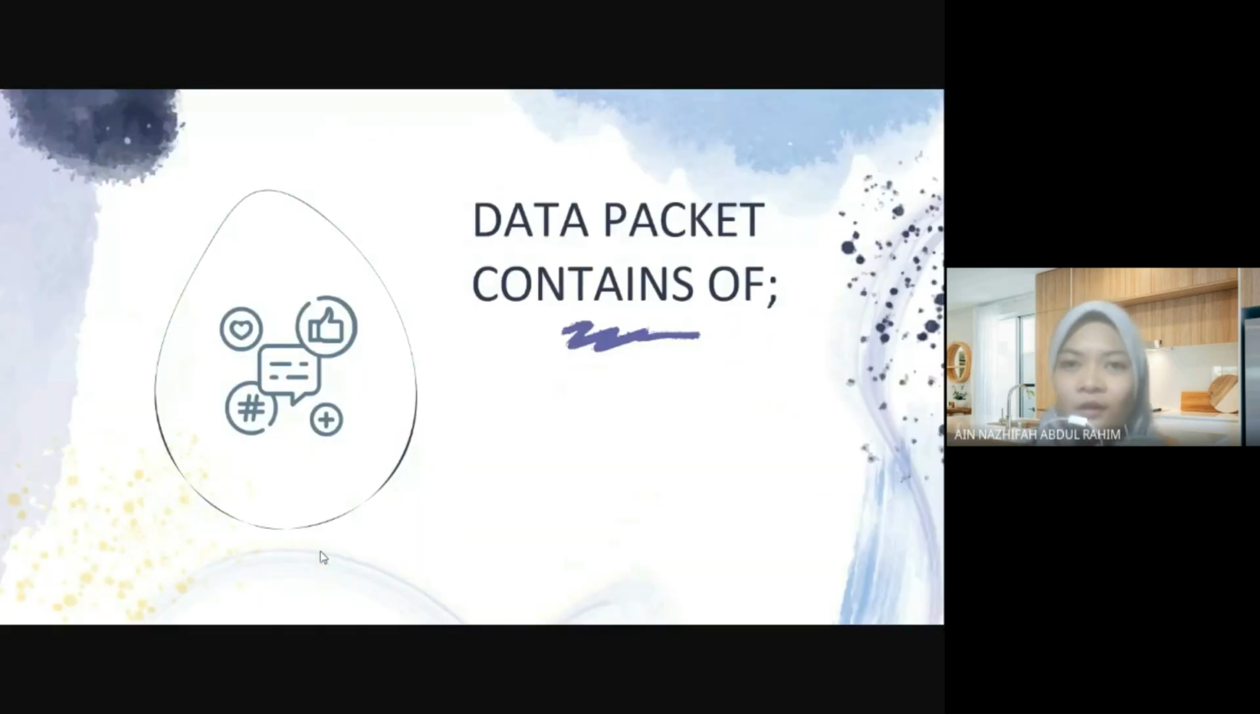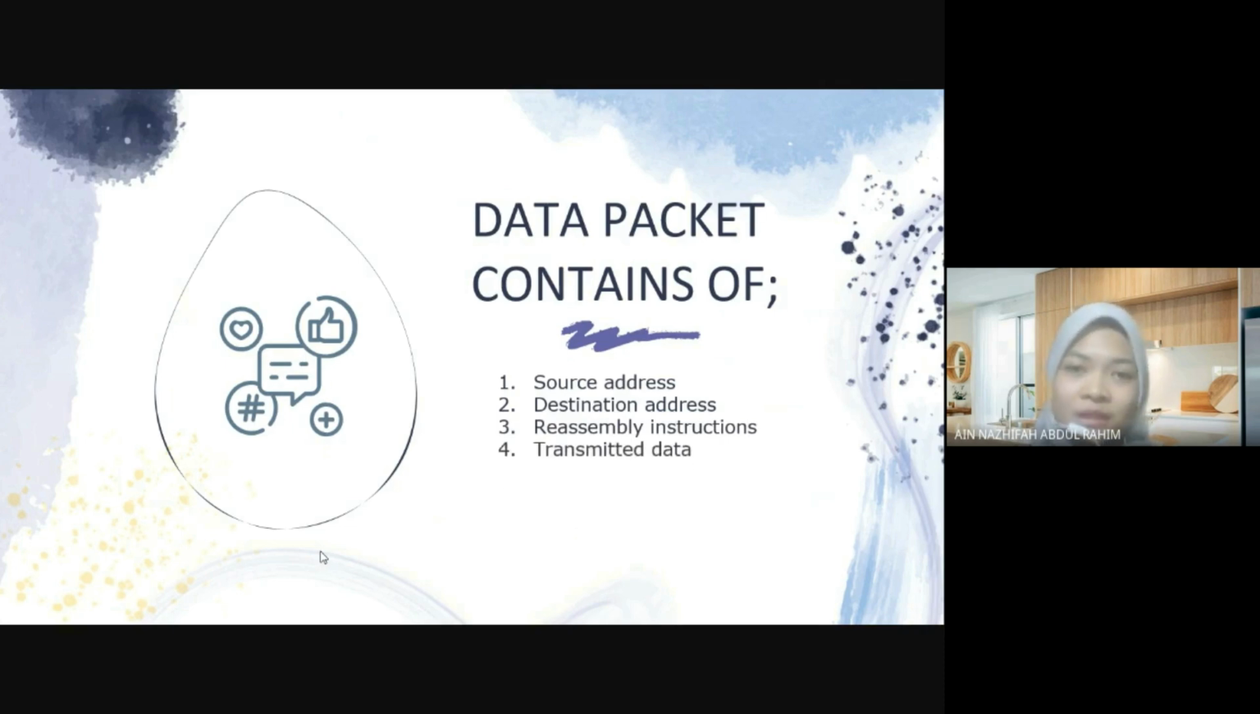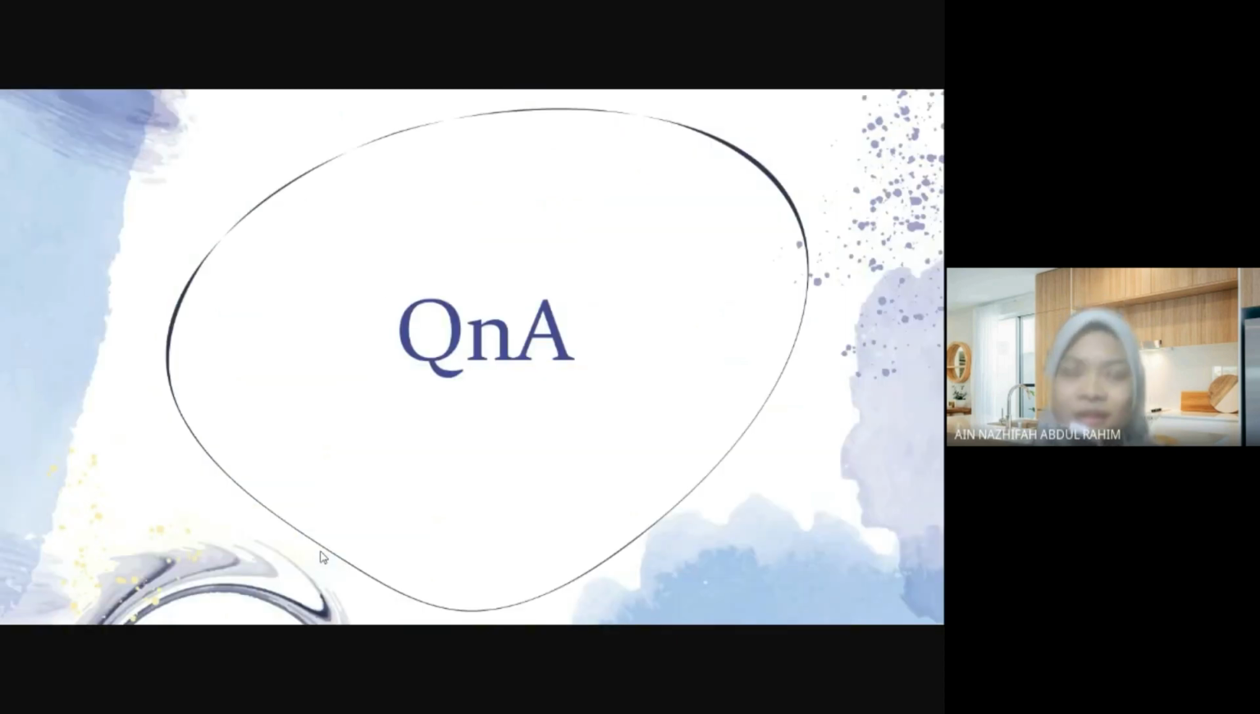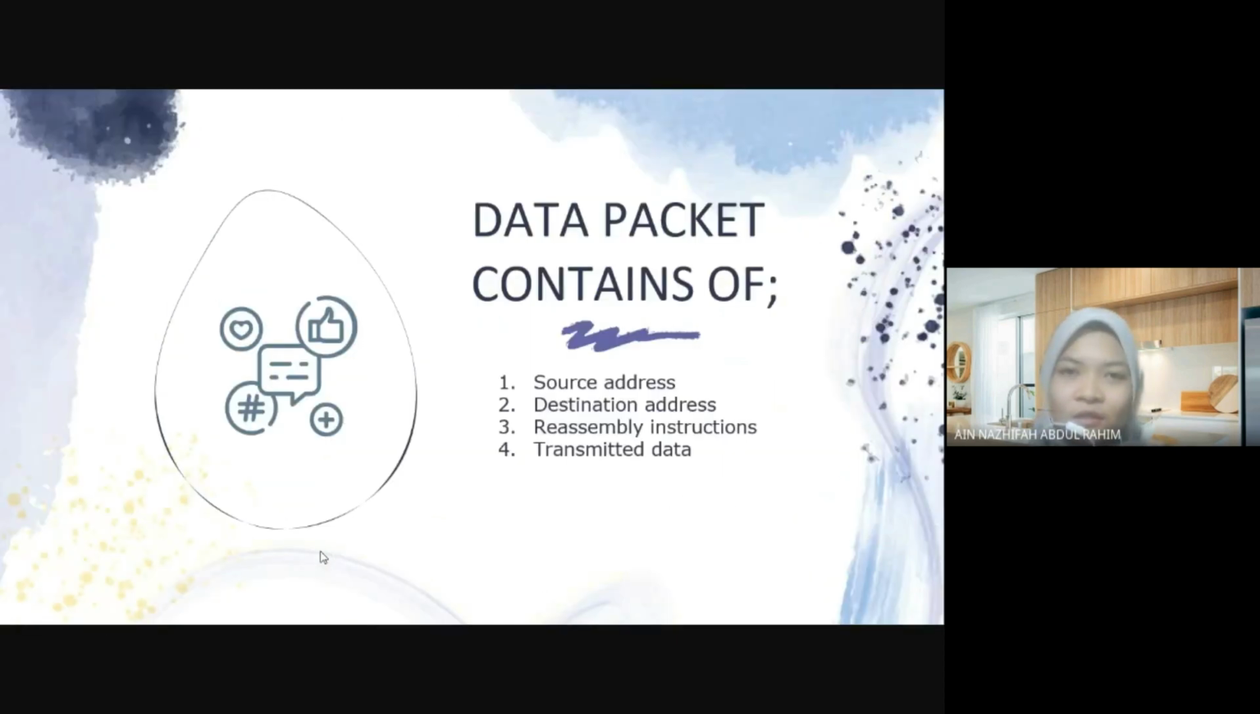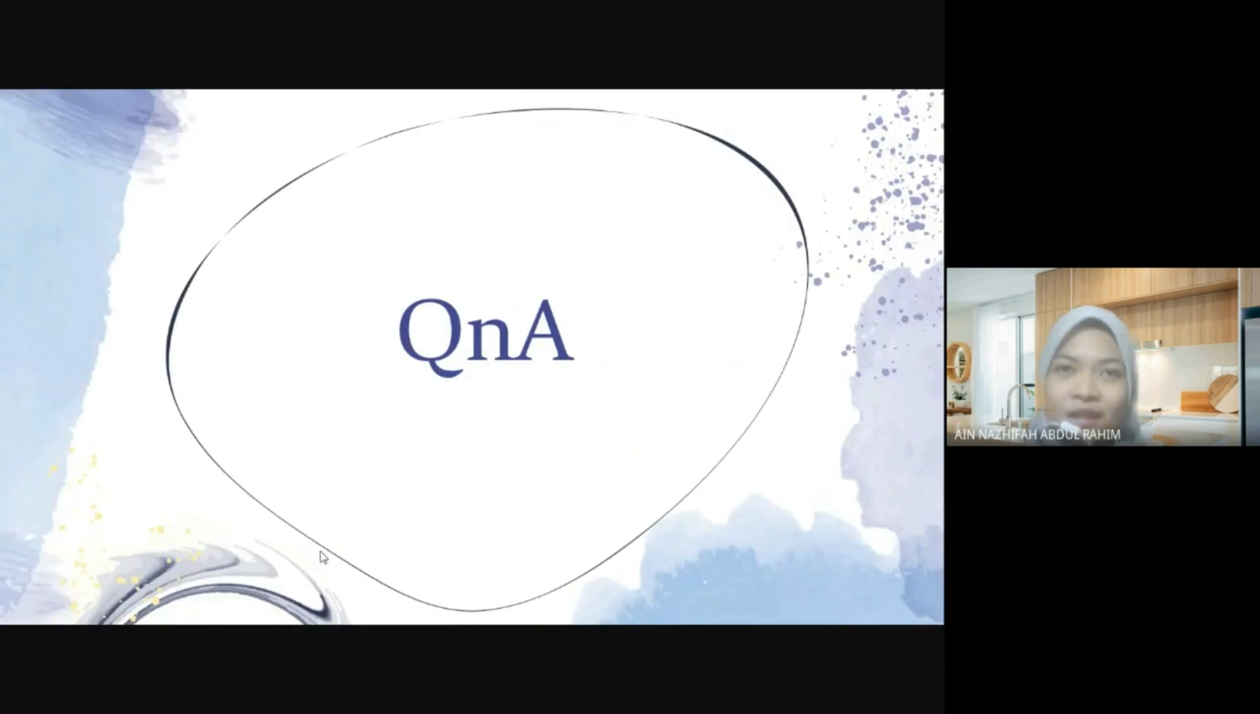So if you overlooked it just now, the data packet must contain, firstly, the source address. Next, it must have the destination address, the reassembly instruction, and also the transmitted data. The reassembly instruction is important because it helps to rearrange back the data that you send so that the destination computer will read your information well. So I think that's all about the two methods, which are circuit switching and packet switching.